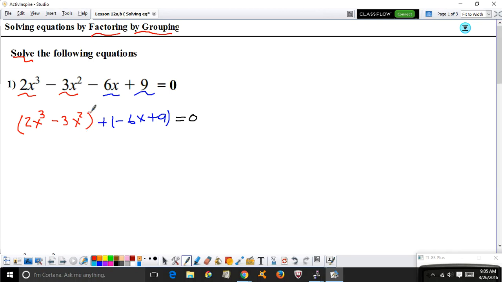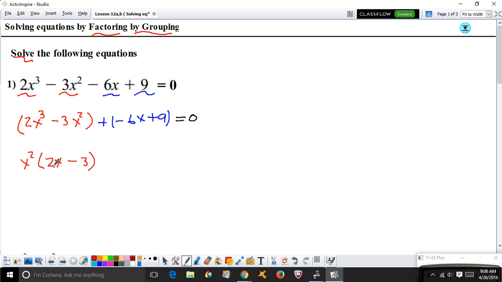So let's concentrate on the red group. We're going to look at the first group and see, can we factor anything out? Is there a greatest common factor that they have? Well, I see that in the red group, the greatest common factor is x squared. That's the greatest common thing that they have in common. So let me take out that x squared. If I take out an x squared, what do I have left? I have 2x minus 3, because if you multiply, you get 2x cubed minus 3x squared. So all I did is group them, and I took out the greatest common factor.